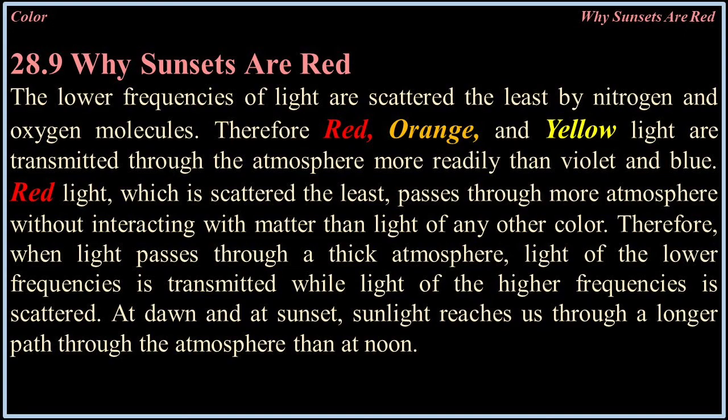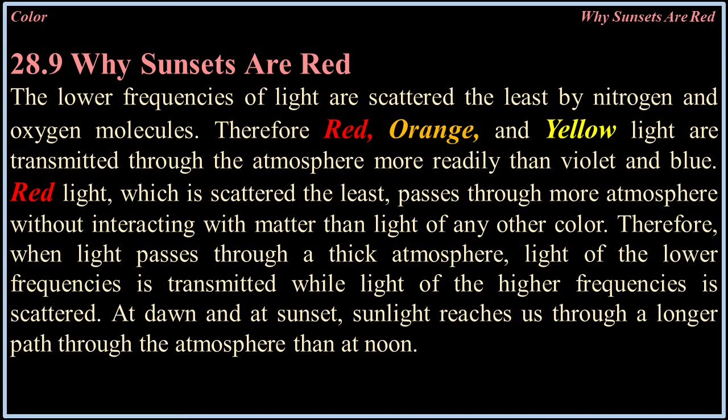The lower frequencies of light are scattered the least by nitrogen and oxygen molecules. Therefore, red, orange, and yellow light are transmitted through the atmosphere more readily than violet and blue. Red light, which is scattered the least, passes through more atmosphere without interacting with matter than light of any other color. Therefore, when light passes through a thick atmosphere, light of the lower frequencies is transmitted while light of the higher frequencies is scattered. At dawn and at sunset, sunlight reaches us through a longer path through the atmosphere than at noon.